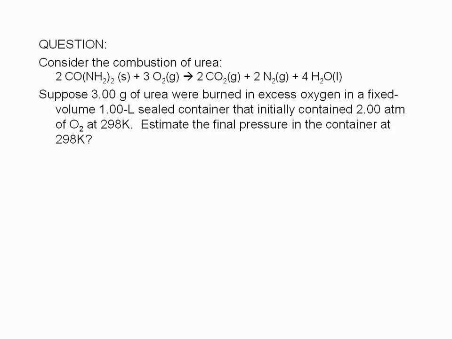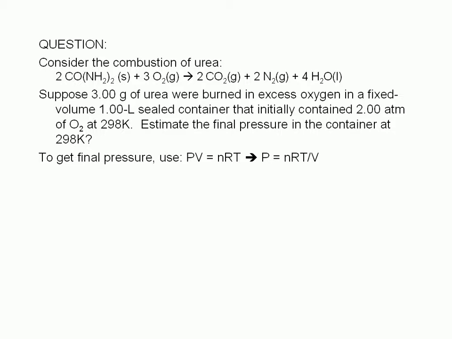Consider the combustion of urea. Suppose 3 grams of urea were burned in excess oxygen in a fixed volume 1 liter sealed container that initially contained 2 atmospheres of oxygen gas at 298 Kelvin. Estimate the final pressure in the container at 298 Kelvin.